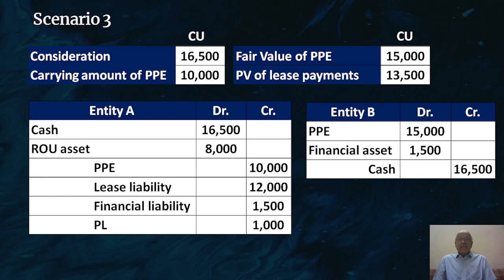Entity B, buyer lessor, gets an asset whose fair value is 15,000 rupees, and he pays cash 16,500. So what is the difference of these two? He is providing finance to the seller lessee. Entity B is providing finance to entity A, that is 1,500. So it is a financial liability for entity A and a financial asset for entity B. Okay. Next.